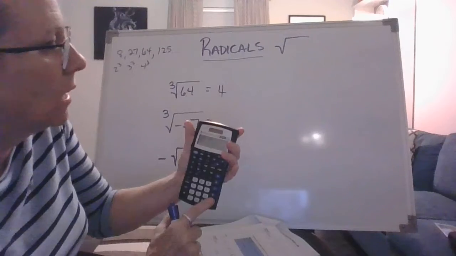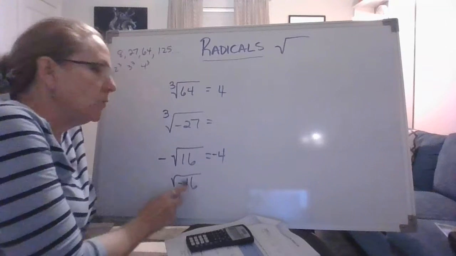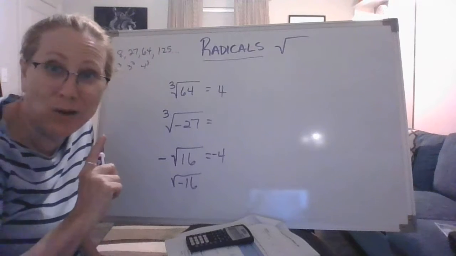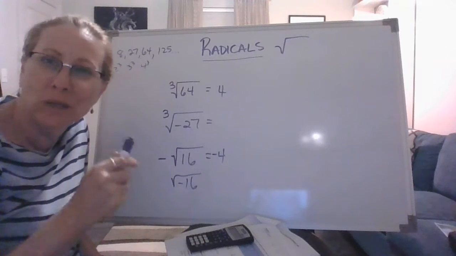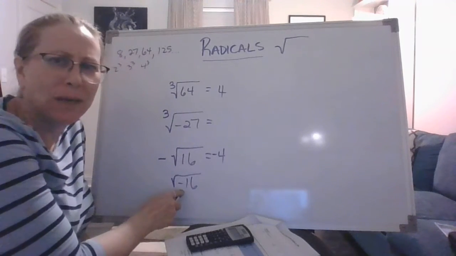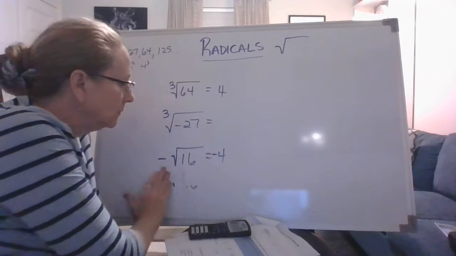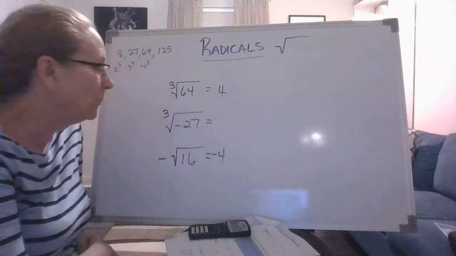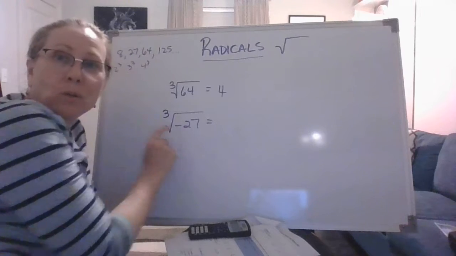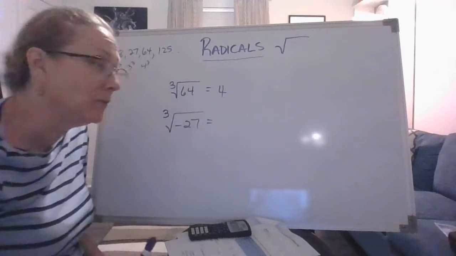Negative 16. Domain error. Why? There are no two numbers that multiply to negative 16, not that are alike. And remember, a square root is looking for a number that's the same. So negative 4 times negative 4 will give us 16. It will not give us negative 16. So if you have a negative 16, there is no such number. It doesn't exist. However, that's different with cube roots, because 3 numbers that multiply can give you a negative.